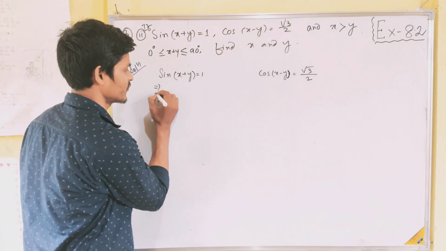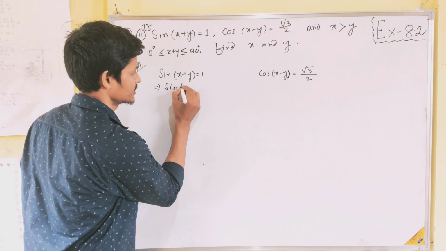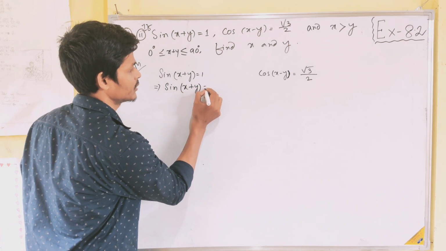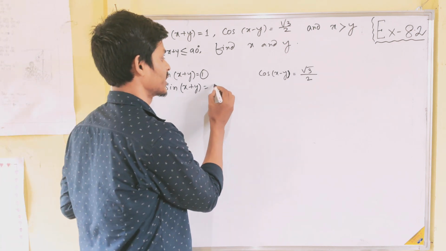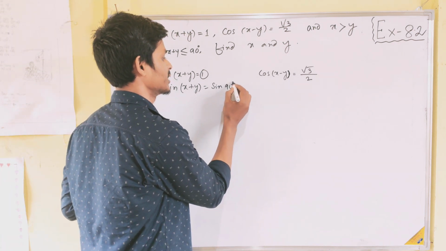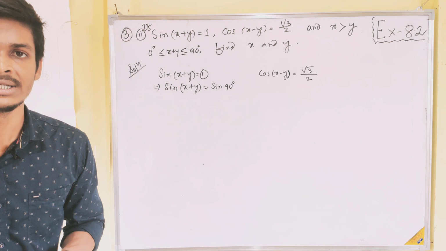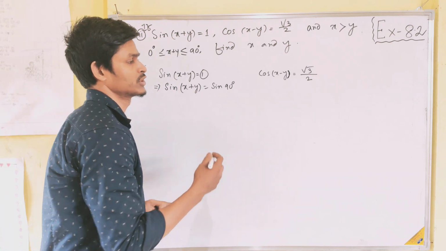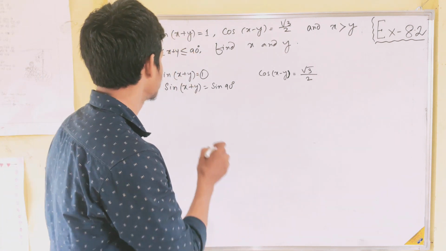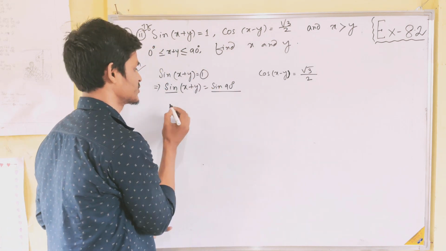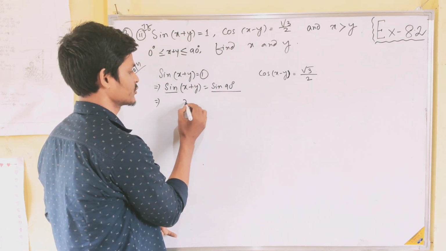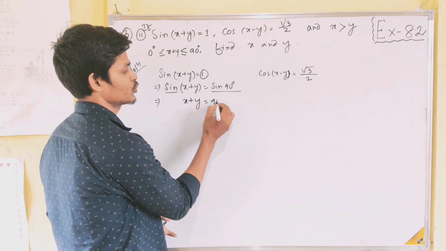So first, sine of x plus y. What is the value of sine 1? You write sine 90 degree. Sine 90 degree is 1. So in place of 1 you can write sine 90 degree. Why do I write sine 90 degree here? Because on the left hand side sine is there, so that's why I write sine 90 degree in place of 1. So x plus y equal to 90 degree.